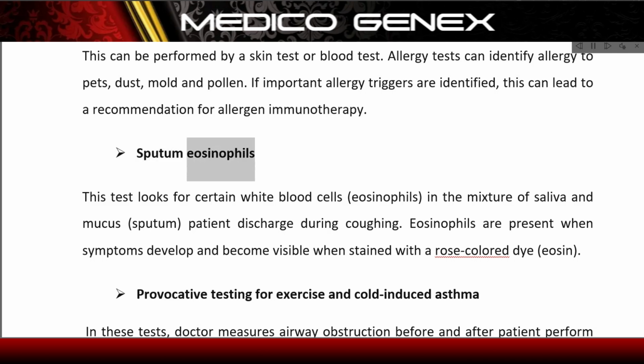Sputum eosinophils. This test looks for certain white blood cells, eosinophils, in the mixture of saliva and mucus, sputum, the patient discharges during coughing. Eosinophils are present when symptoms develop and become visible when stained with a rose-colored dye, eosin.